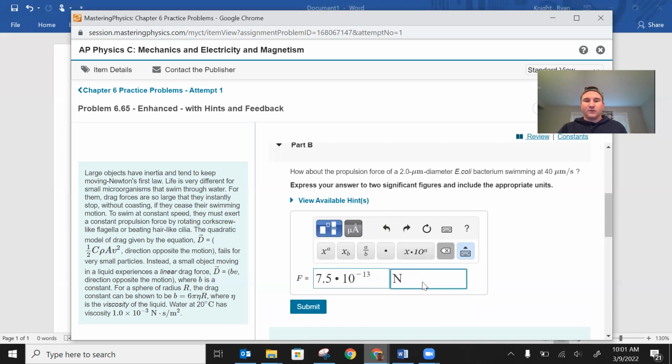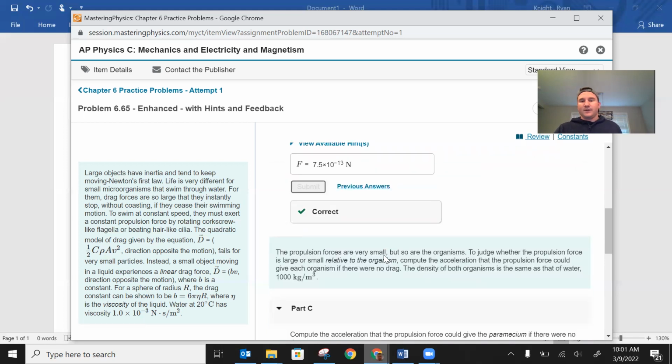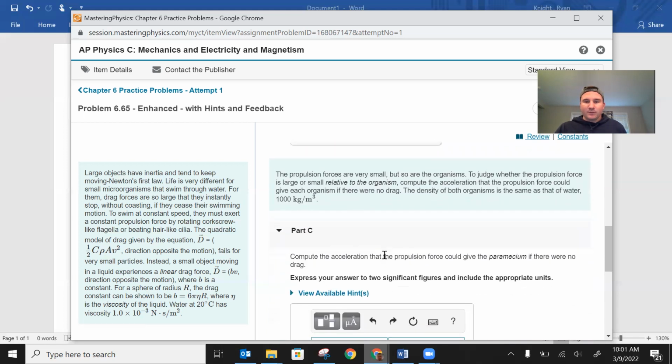And it's a force, so newtons. There we go. Proportion very small, so the order is judged by the proportion large or small relative to the order. Compute the acceleration that the propulsion force could give each organism if there were no drag. The density of both organisms is the same as that of water.